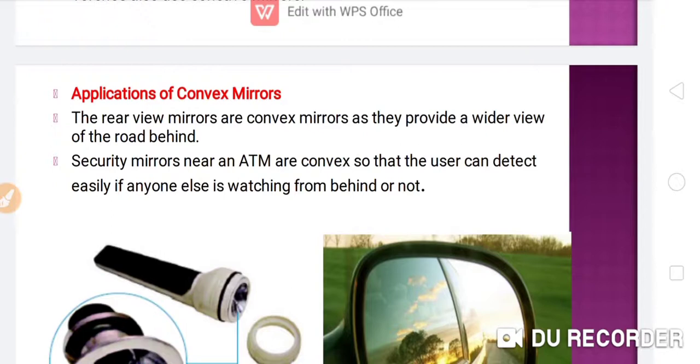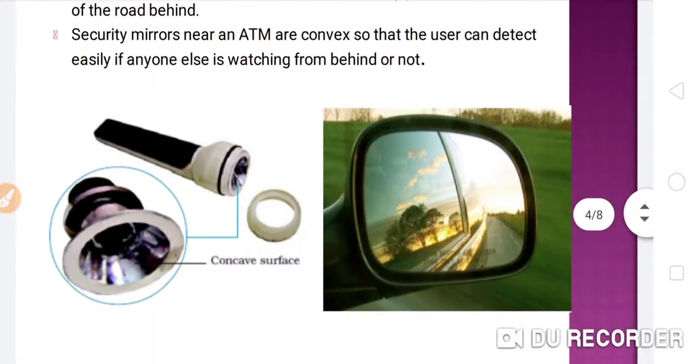Security mirrors near an ATM are convex so that the user can easily detect if anyone else is watching from behind or not. So this is also a very important application of the convex mirror. And you can see here the torch, there is a concave surface, and in the other, that is the rear view mirror in a car.